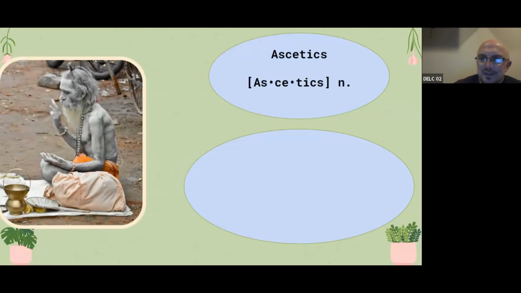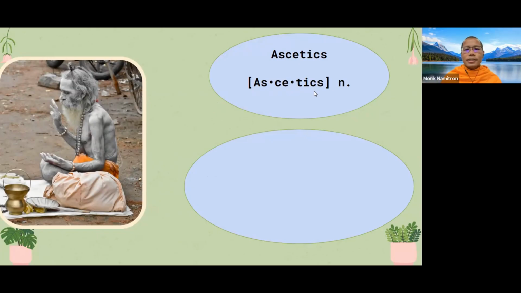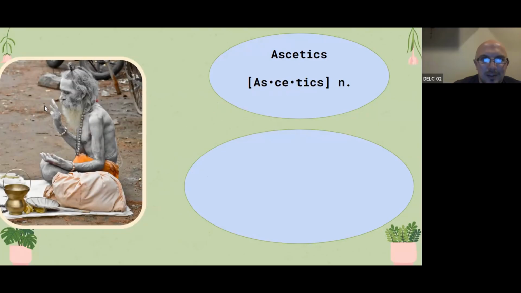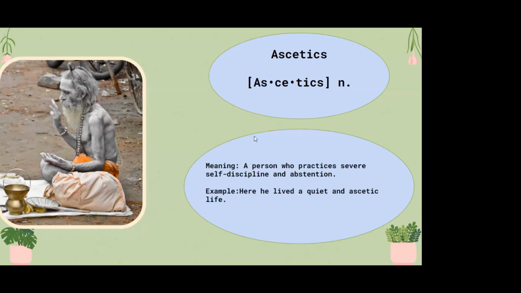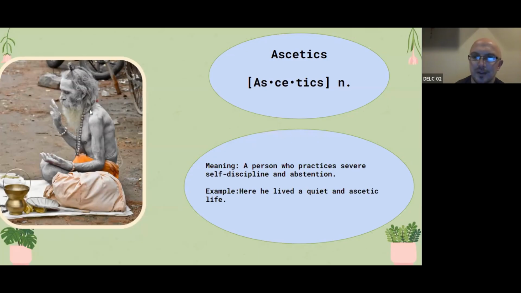And next, this is a difficult word, ascetic. Everyone, can we say ascetic? Ascetic. This is a word that I don't see very often, but if you are a Buddhist practitioner, you might see this word often in books and in reading. This means a person who practices severe self-discipline.